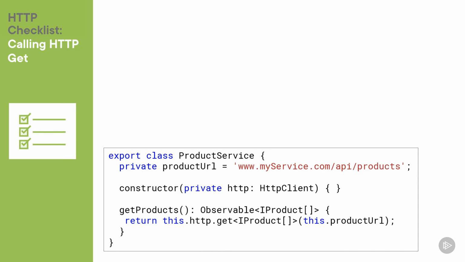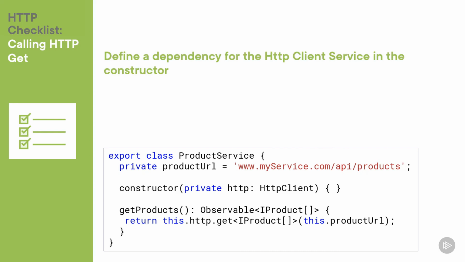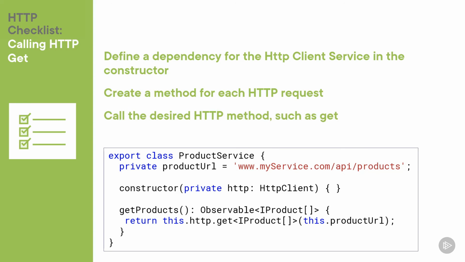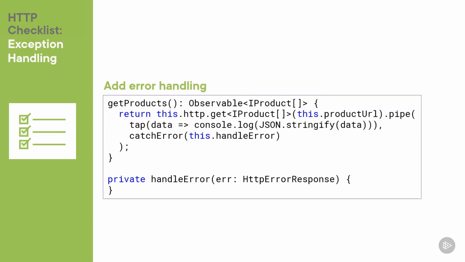Build a data access service to wrap HTTP requests. In that data service, define a dependency for the Angular HttpClient service using a constructor parameter. Create a method for each HTTP request. In the method, call the desired HTTP method, such as GET, and pass in the URL to the desired server. Use generics to specify the response return type. This will transform the raw HTTP response to the specified type. Add error handling in the service as desired using the catchError operator.